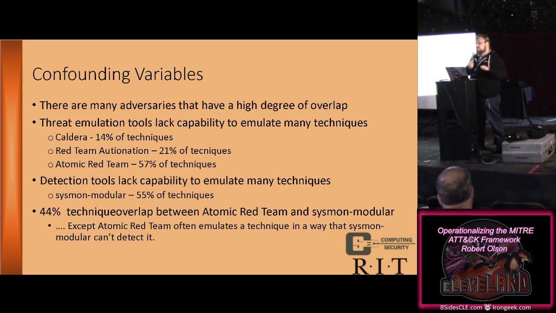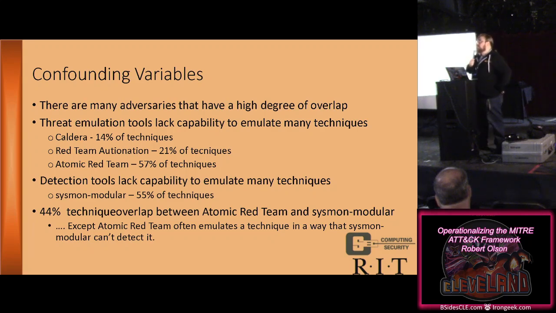Okay? But we then dug into why this was, and we found out that there were actually quite a few different confounding variables. First is that there are many adversaries that have a high degree of overlap. When you look at the set of techniques they use, there's a bunch of different adversaries that the attack framework details that overlap in their behavior. That should really be expected, and it's not something that occurred to us ahead of time, but it should have. However, that really wasn't the big thing.